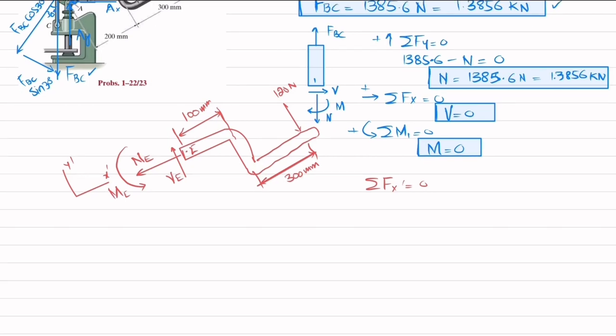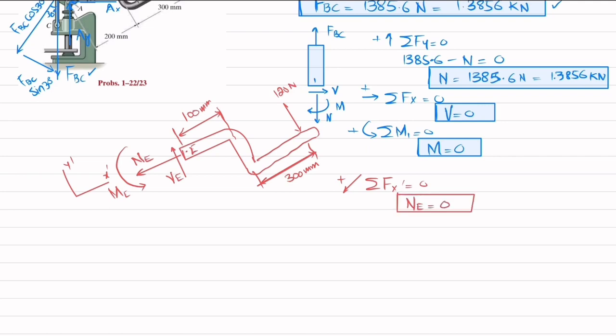So the first equation of equilibrium is this one, and force taken in this direction is taken as positive. You can see NE, which is acting in this direction, is the only force, there is no other force, so it means that NE will be equal to 0. So I will write NE is equal to 0.